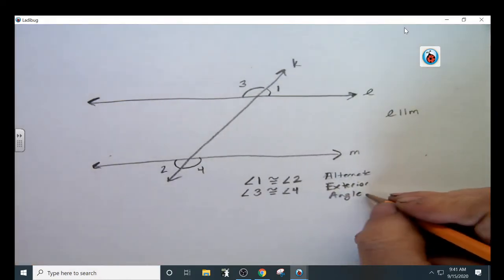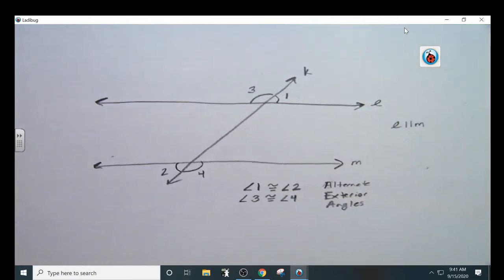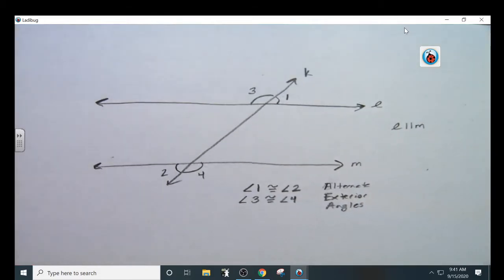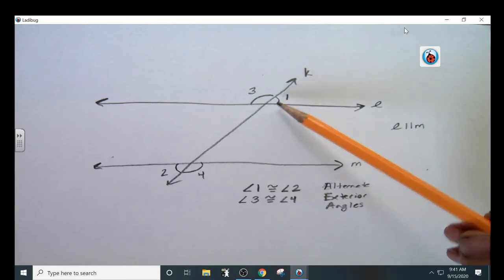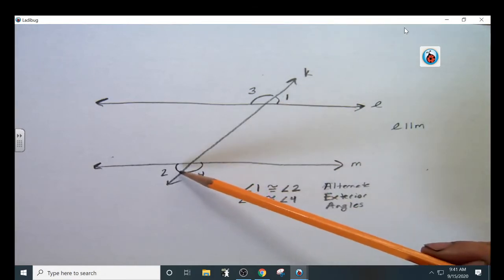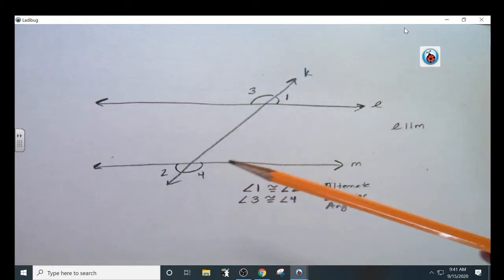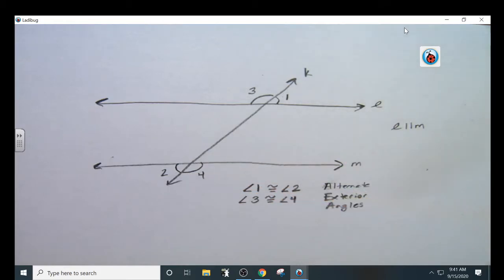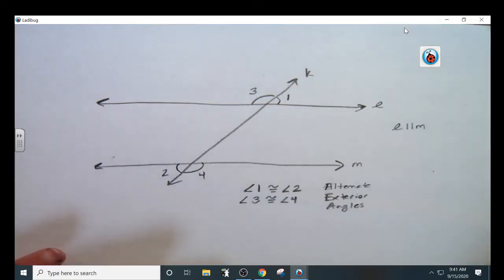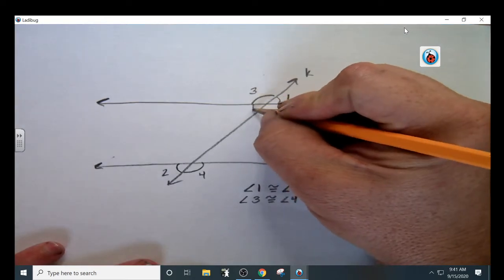So if you've got two parallel lines cut by a transversal, angle 1 and angle 2 will always be congruent. Angle 3 and angle 4 will always be congruent. Guys, if something is congruent, that means they're equal to each other. They're the same size, the same angle measure. All right, so we got those. Now let's go to the inside.